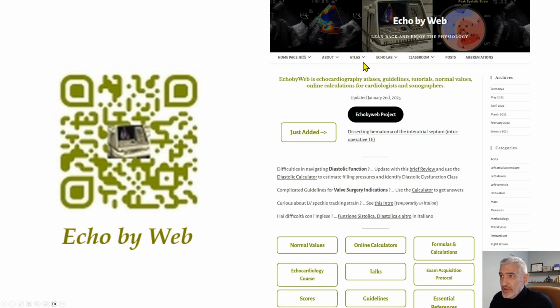It's work in progress. Under Ecolab, you will find normal values for echocardiography, scores like the Wilkins score, the Montgomery plaque classification, and analysis and quantification of the left ventricle, the mitral valve. And then you will also find formulas and calculations, guidelines, references, an example of a complete echocardiographic examination.